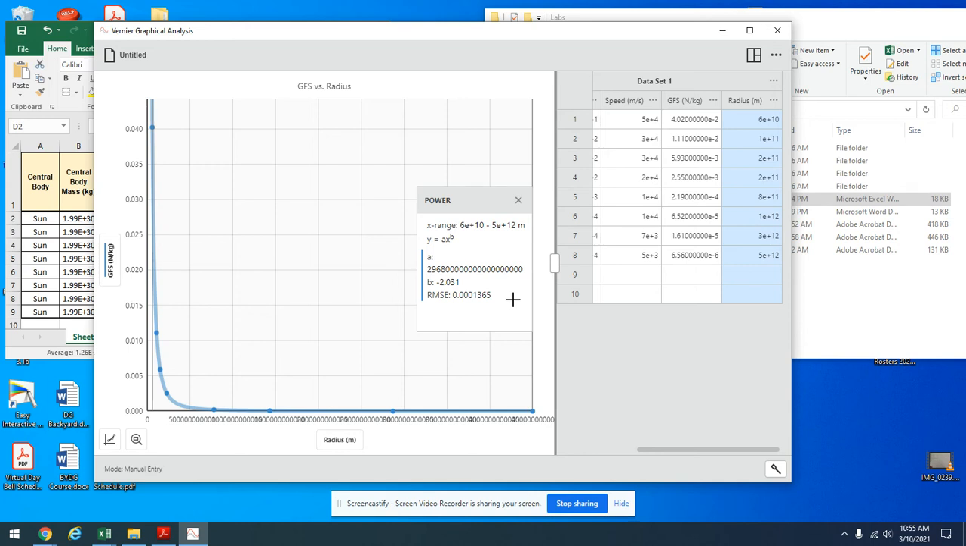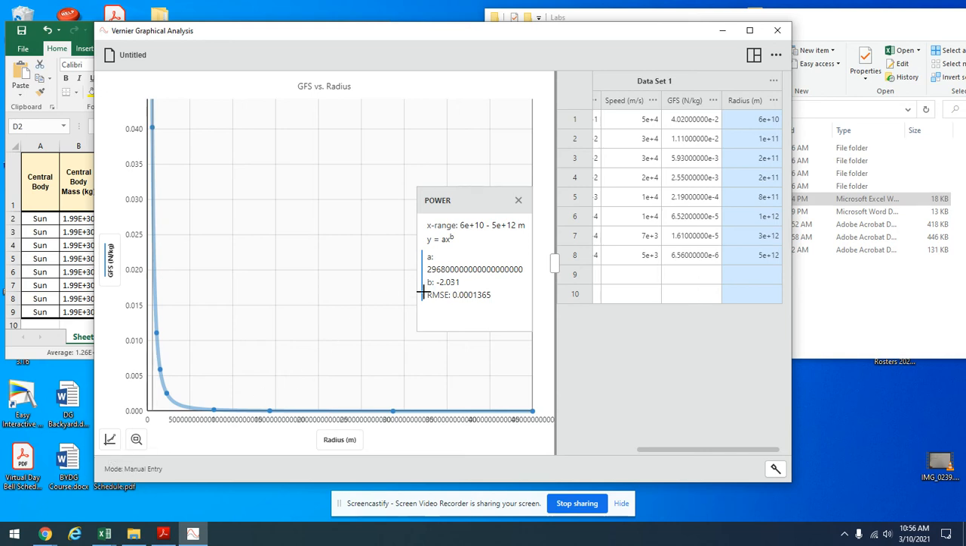Well, things in our universe are not best described by mathematical models where we get these kind of crazy exponents, negative 2.031. So we humans come along and say, oh, this really means negative 2. So really what's going on is, how is gravitational field strength related to radius? It's proportional to radius to the negative 2, or in other words, inverse square. It's an inverse square relationship, and we're seeing that right here.